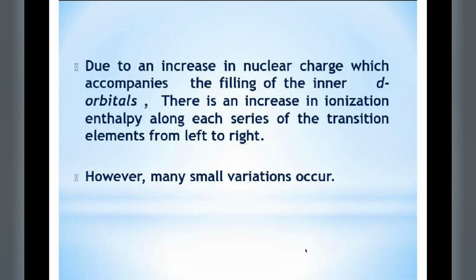And what happens is that as the nuclear charge increases, accompanying the increase in nuclear charge, automatically the filling of the inner d orbitals happens. So because of that, the ionization enthalpy along each series of the elements from left to right will increase. But all these can have small variations or exceptions.